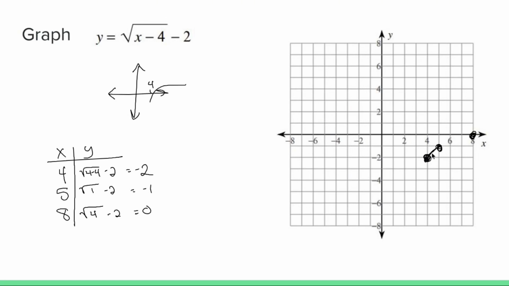Just try to draw a nice-looking curve like that. It's not the prettiest, but it's supposed to look something like that. And that'll do it for radicals, baby.